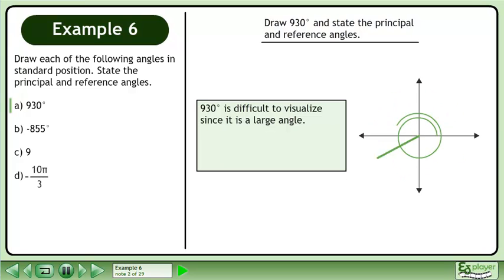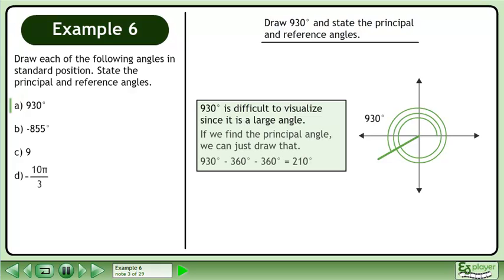930 degrees is difficult to visualize since it is a large angle. The animation shows that multiple counterclockwise revolutions are required to position this angle. If we find the principal angle, we can just draw that. Start at 930 degrees, then subtract 360 degrees twice to get the principal angle of 210 degrees.